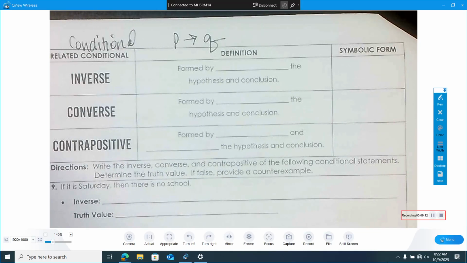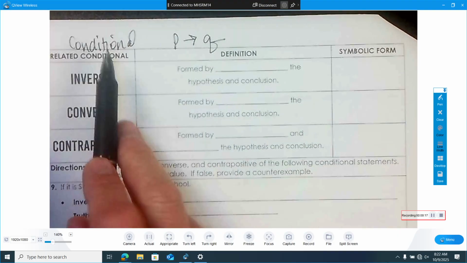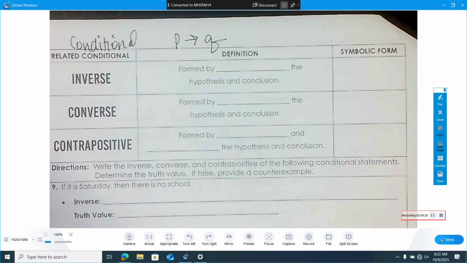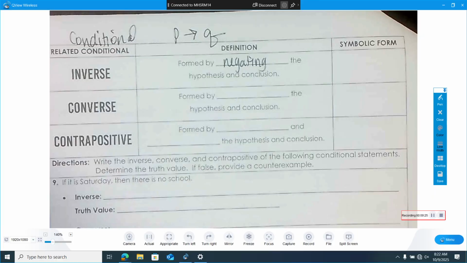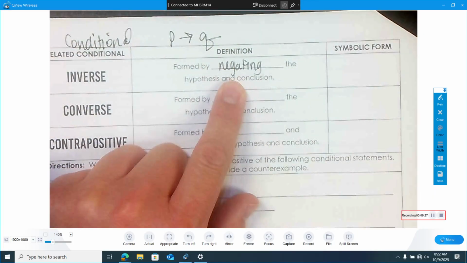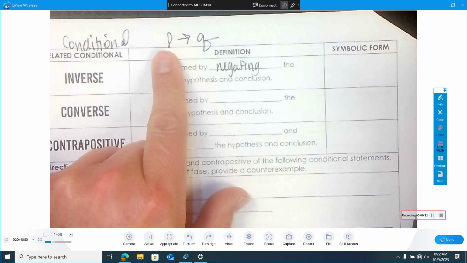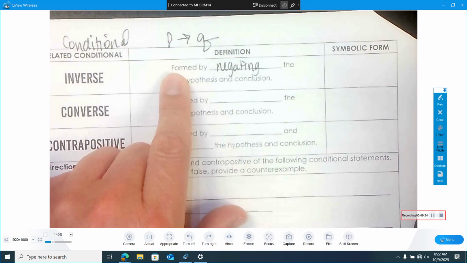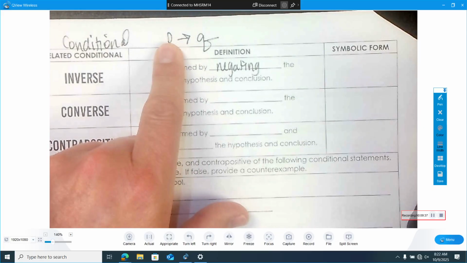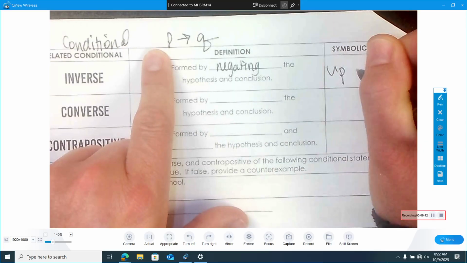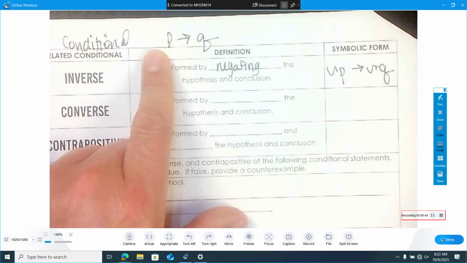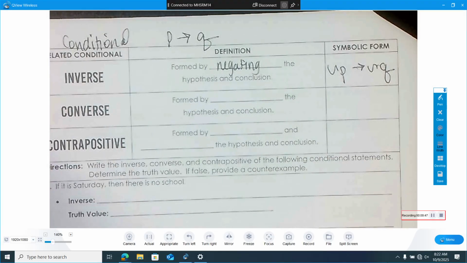We can also write the inverse of our original conditional by negating the hypothesis and conclusion. What does negate mean? Not. So all I have to do to write an inverse statement is to negate the hypothesis and conclusion. Symbolically, we would say not P implies not Q. And so all we have to do is insert a couple of nots.